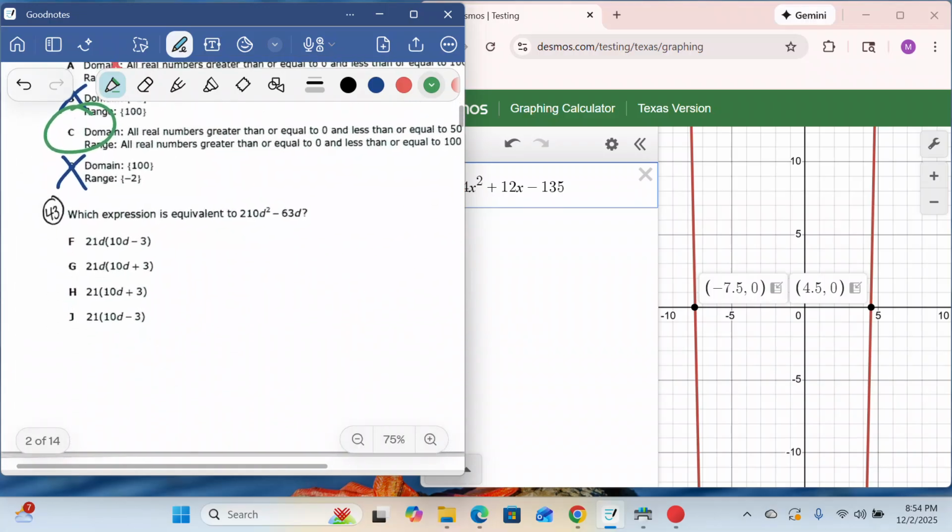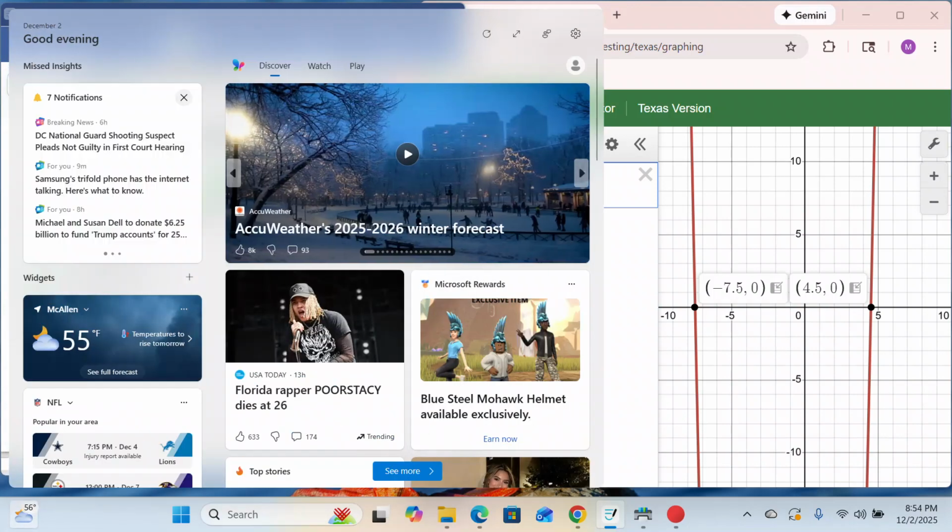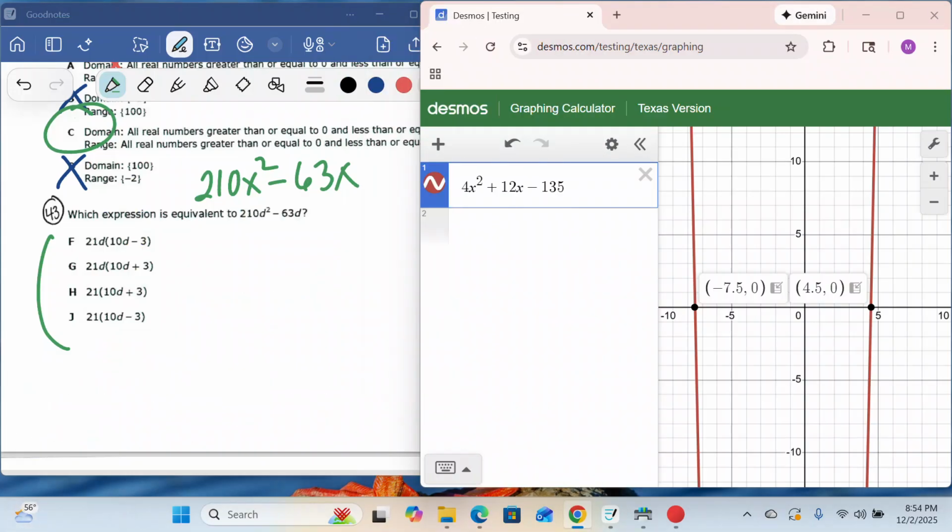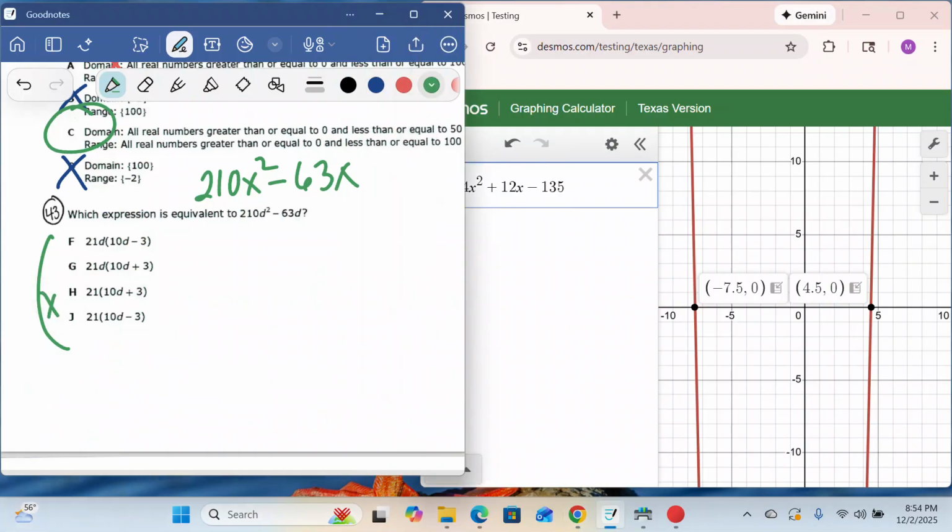Okay, we're going to go ahead and solve the next one, 43. If you want to try that one on your own, you can. Let me go ahead and clear up decimals. Remember that on this equation, instead of writing this, I'm going to go ahead and write 210x squared minus 63x. And all I have to do is replace all these with just the x's. So that's all I have to do. So these are all going to be x replacements.